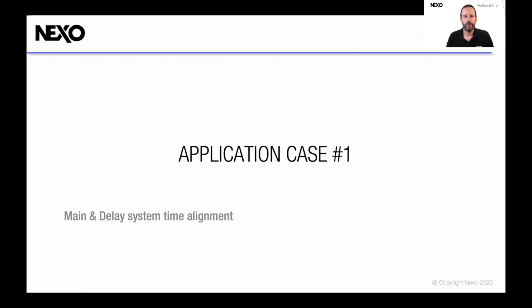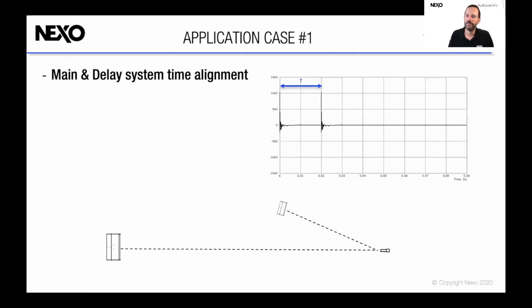A first application case would be main and delay system time alignment. So we have a main system, we have a delay system, and I can visualize that. It's very easy. Once again, I can do it live.